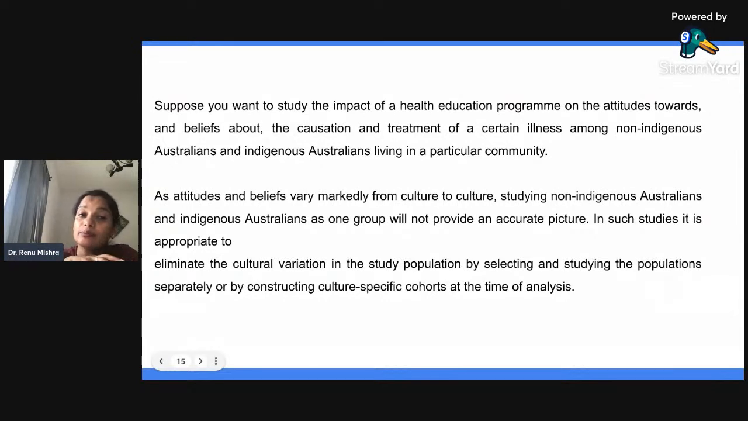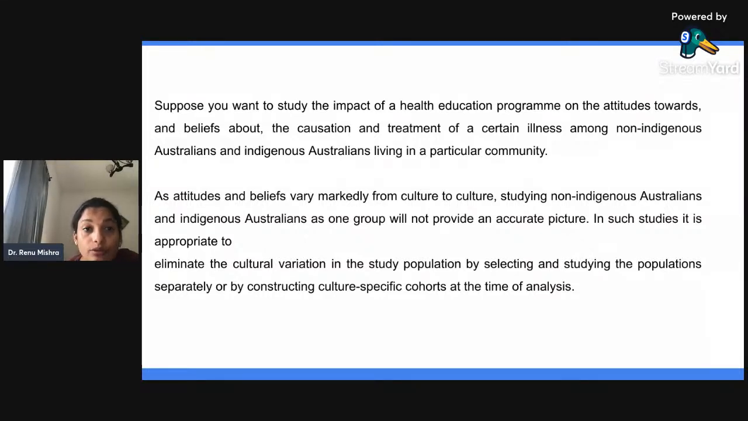As attitude and belief vary from culture to culture, some people believe in something, some people do not. Studying non-indigenous Australian and indigenous Australian as one group will not provide an accurate picture. Absolutely, because different cultural groups will give you different understanding. Similarly, when you have a different cultural setup in your sample, they have different cultural beliefs and different understandings.